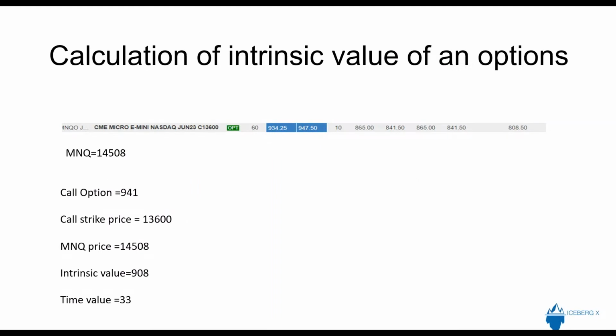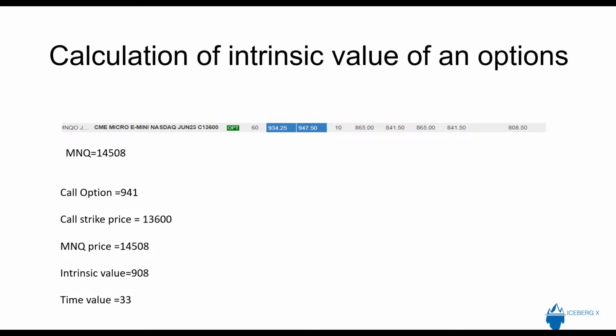So now, calculating the intrinsic value of an option is important because we need to understand how the option price is derived. Basically, the value of an option consists of two major ingredients. The first is the intrinsic value, and the second is the time value. So if you look at it, the MNQ, the market of the micro mini asset, is trading at 14,508, and the call option for this particular strike price of 13,600 is trading at 941 ticks.